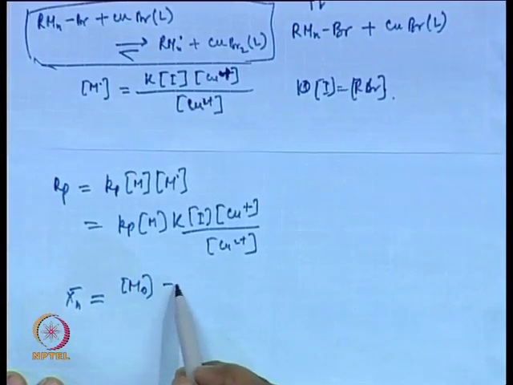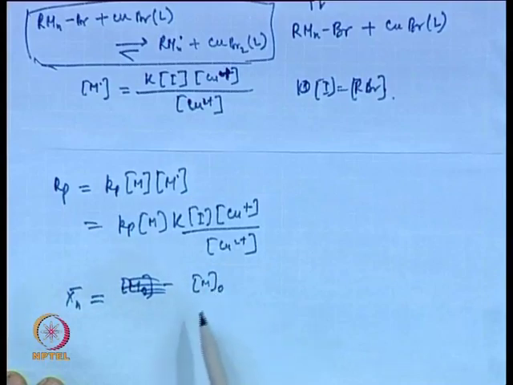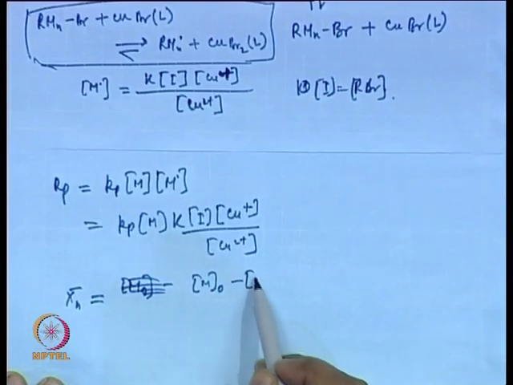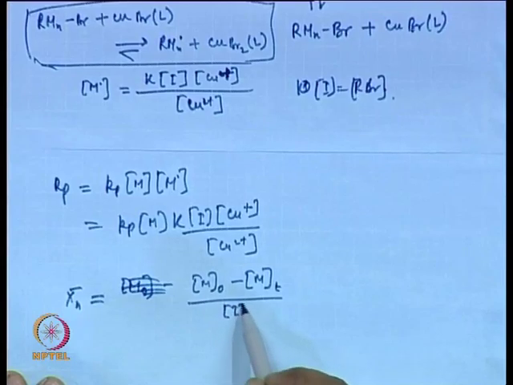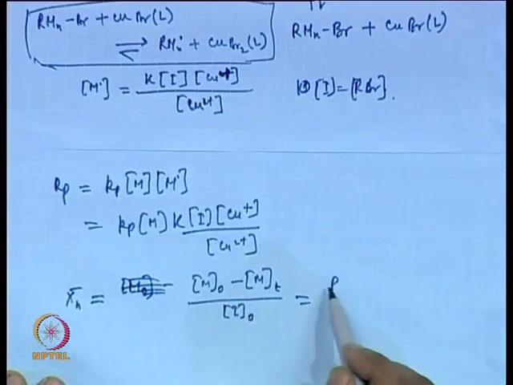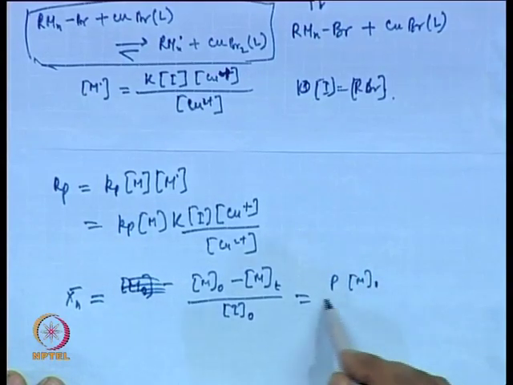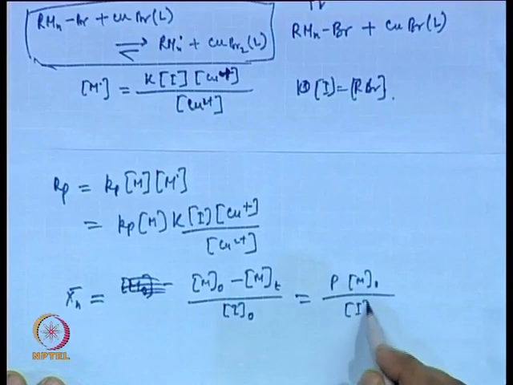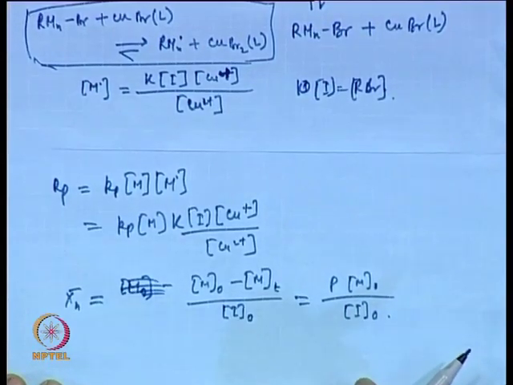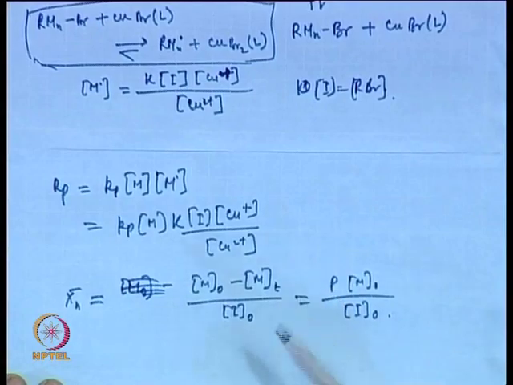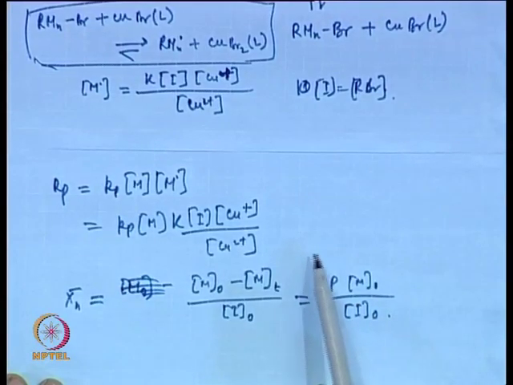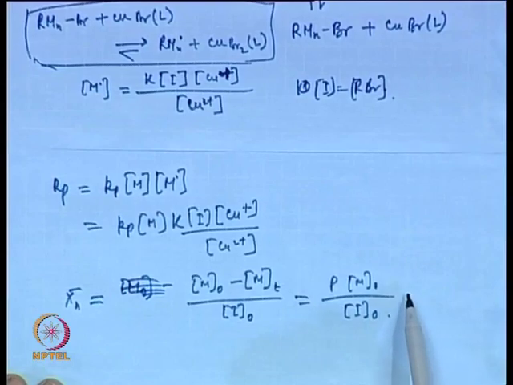So, M 0 is the initial concentration of your monomer, M t is the monomer present at time t, divided by total initiator concentration, which is given by the conversion, M 0 by I 0. Each initiator forms one radical, and one radical produces one chain. So, if you have 100 monomers polymerized with 2 chains, then total degree of polymerization would be 100 by 2, which is 50.